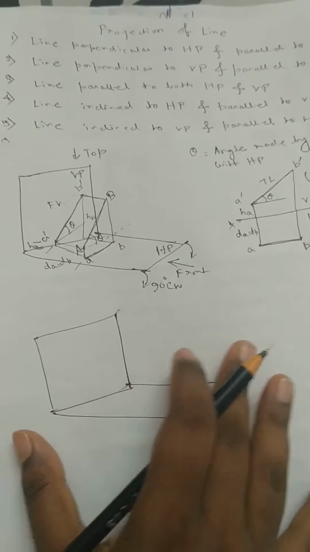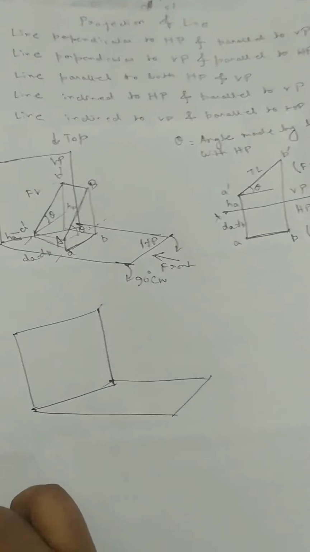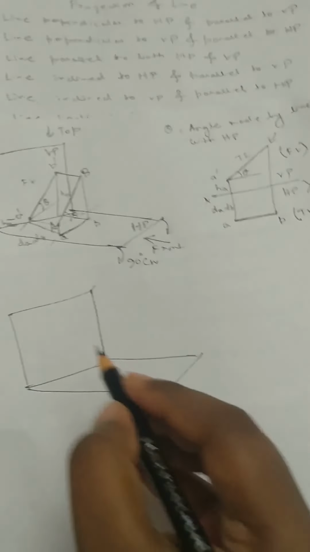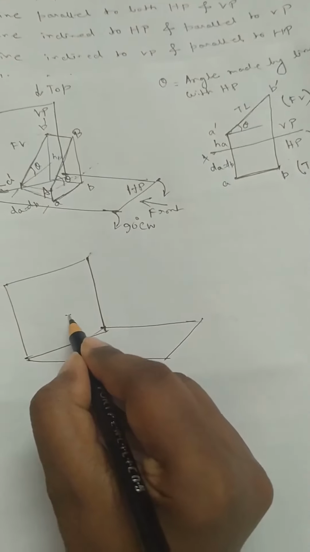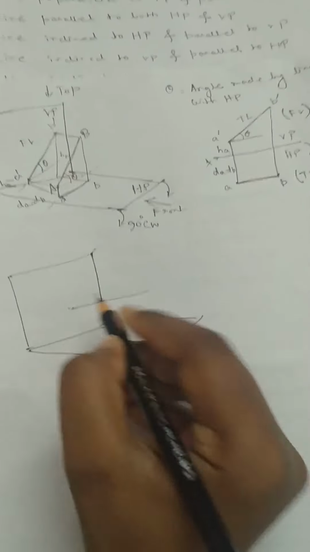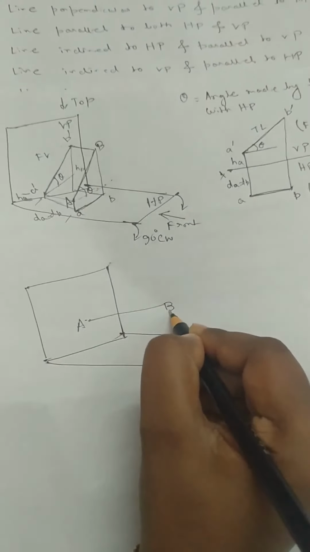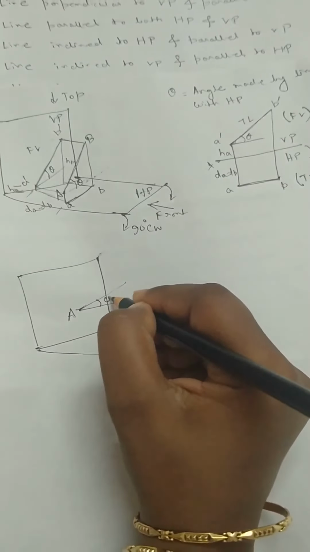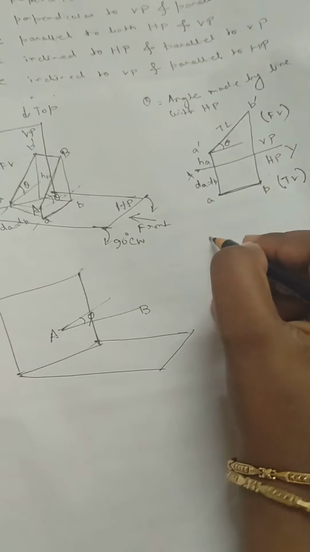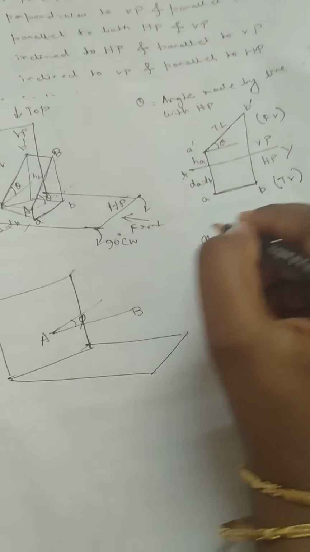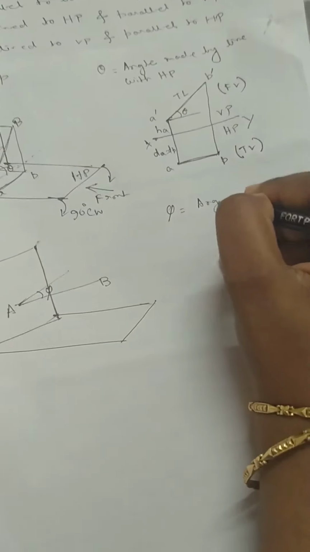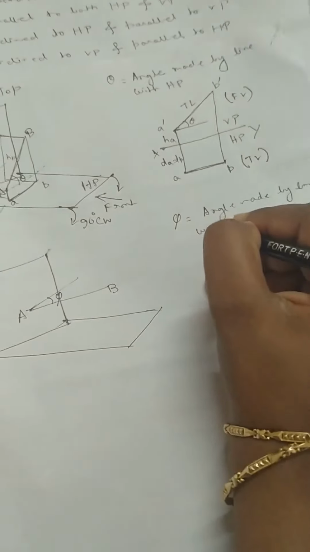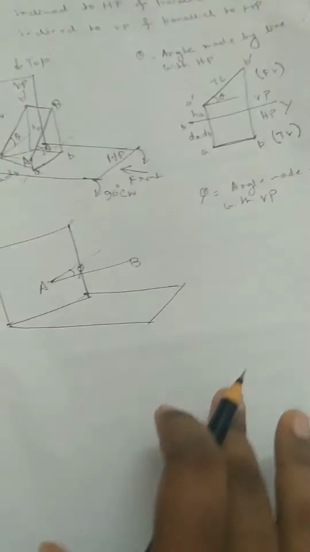Similarly, the fifth point is line inclined to VP and parallel to HP. So this line will be like that. This is A, this is B, and the inclination angle will be here, that is phi. Again some consideration, phi will be the angle made by line with VP.